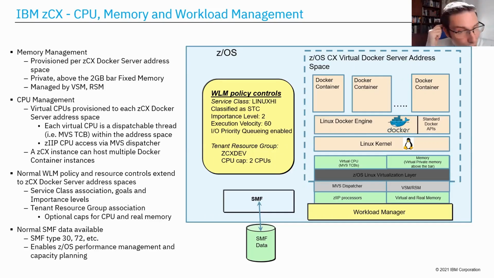ZCX requires you to specify a virtual number of CPUs. These CPUs translate into tasks under the covers, so z/OS MVS tasks or TCBs. So how many concurrent things do I need to have running inside of ZCX? That's going to depend on how many applications I have running and what workload I have running inside of that application. Suffice it to say, that is not a different conversation than we have for any other address space that has multiple TCBs.